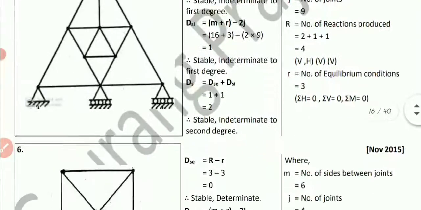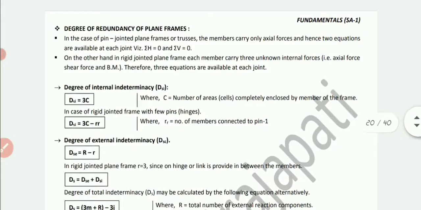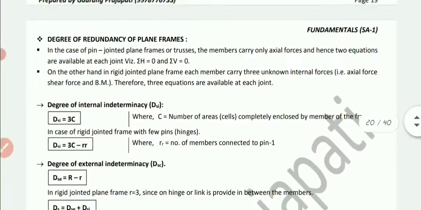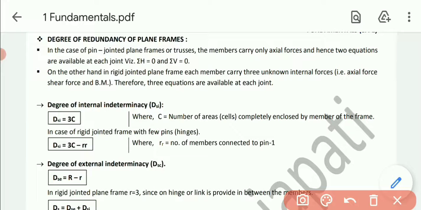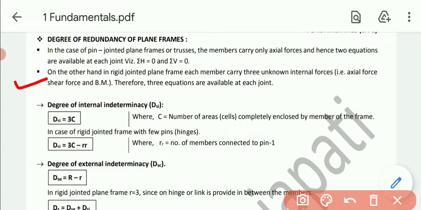In the previous video we have solved these examples of the truss. Now, degree of redundancy of plane frames. In case of the pin jointed plane frame, means when the supports are pin jointed, or we can say hinge, or we can say truss, the members carry only axial force, and hence two equations are available at each joint: sigma H equals 0, sigma V equals 0, that we have already discussed in the truss member.